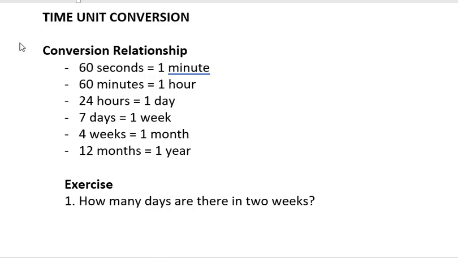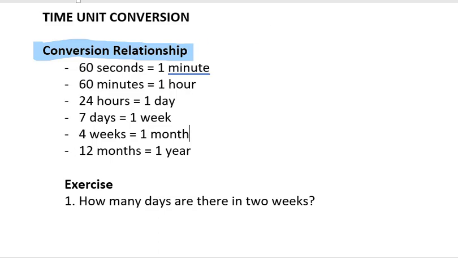Time unit conversion. Okay, we'll have the conversion relationship, and it's simple because you did this either in your middle school, high school, or primary school. That's grade school. Okay, 60 seconds make 1 minute, 60 minutes make 1 hour, 24 hours make 1 day, 7 days make 1 week, 4 weeks make 1 month, and 12 months make 1 year.